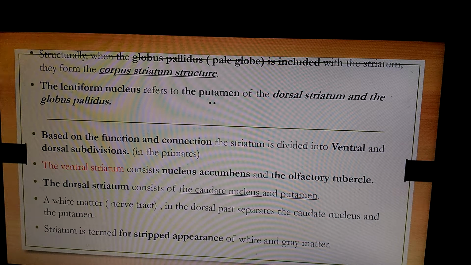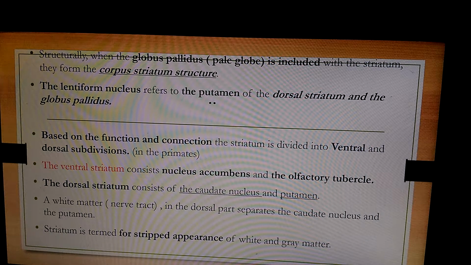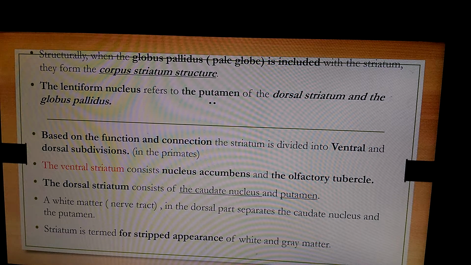Based on the function and connection, the striatum is divided into ventral and dorsal subdivisions. The ventral striatum consists of the nucleus accumbens and the olfactory tubercle. The dorsal striatum consists of the caudate nucleus and putamen. A white matter nerve tract in the dorsal part separates the caudate nucleus and the putamen. The striatum is termed for the striped appearance of white and gray matter.